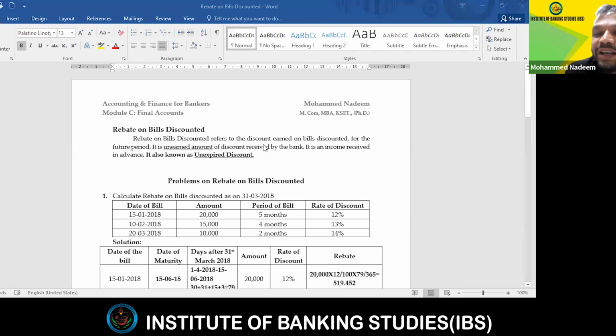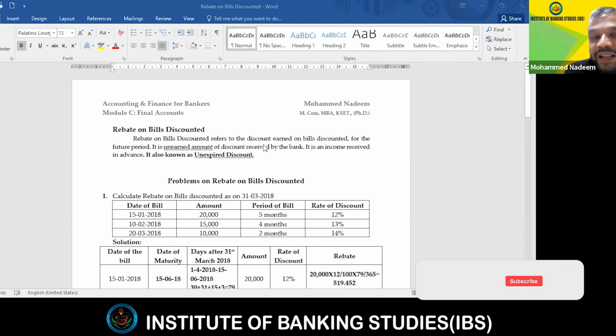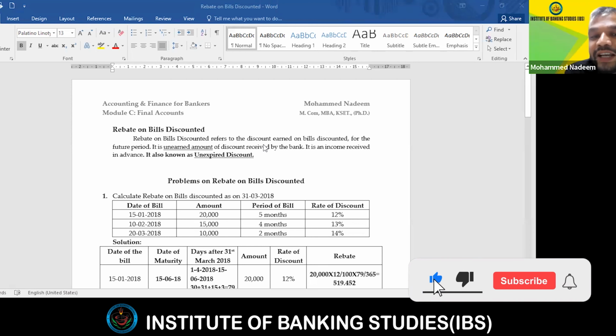So when will our financial year end? 31st March. So after buying the bill, if the bill is getting mature and the banker is realizing the money within the financial year, then it is called discount. Suppose the bill is not maturing within the financial year, on 31st March, whatever the year is. It is maturing after the financial year. Then it is called rebate. Any confusion in this now?